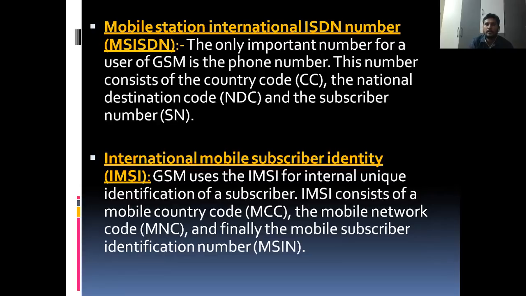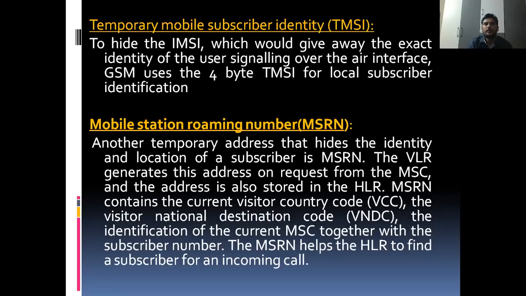So why we are discussing this is how the localization and calling is done by using the GSM system. The calling will be done by using some of these mobile station ISDN numbers and IMSI numbers, as well as the temporary mobile subscriber identity. To hide the IMSI, which would give away the exact identifier of the user signaling over the air interface, GSM uses the 4-byte TMSI for local subscriber identification. So temporarily it gives a number.